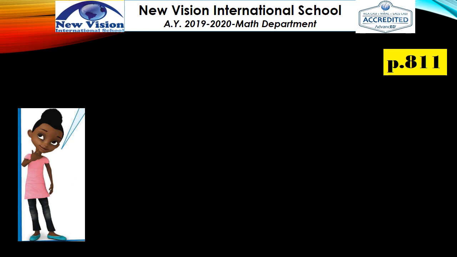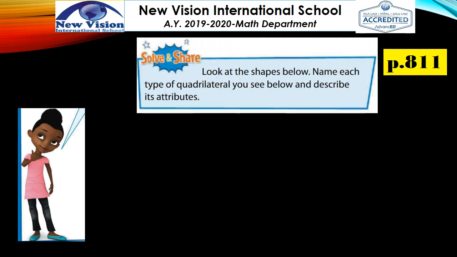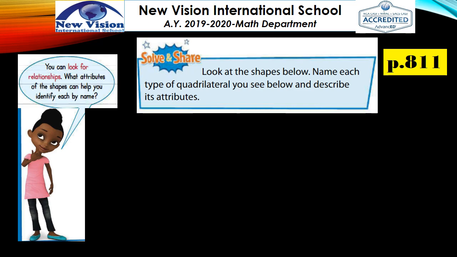Okay, I hope you learned a lot from the videos. Alright, so now I want you to open your book to page 811. Okay, look at the shapes below. Name each type of quadrilateral you see below and describe its attributes. Okay, so you can look for relationships. What attributes of the shapes can help you identify each by name?